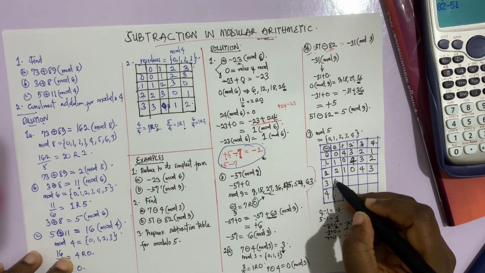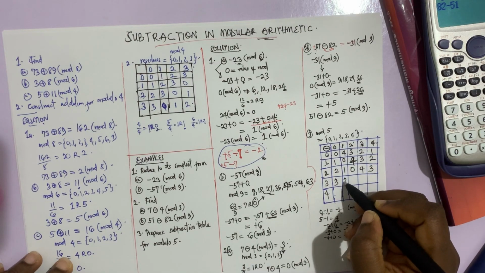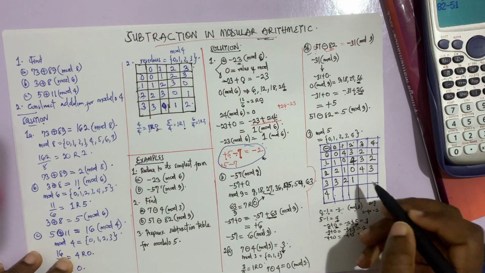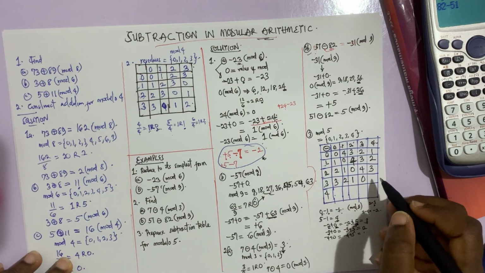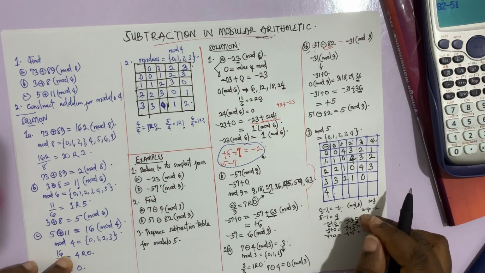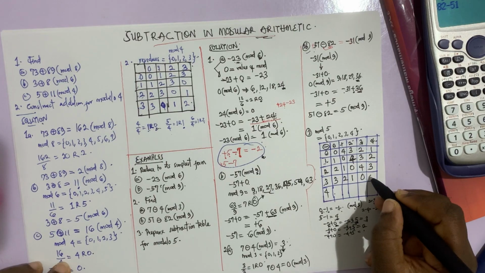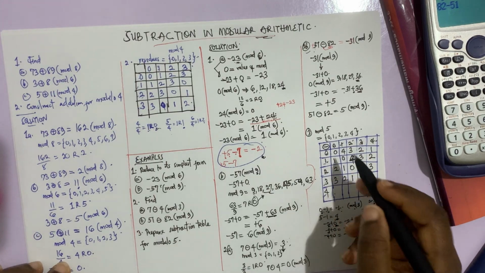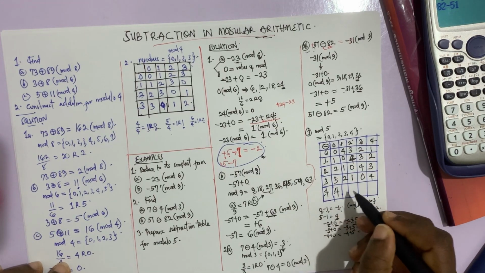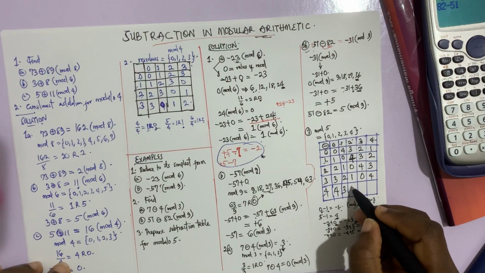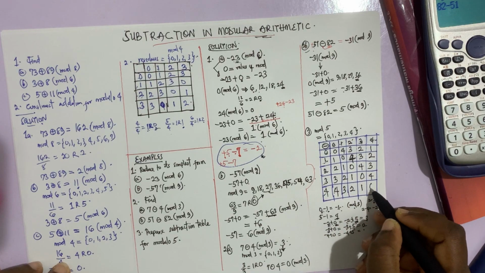3 minus 0 is 3. 3 minus 1 is 2. 3 minus 2 is 1. 3 minus 3 is 0. 3 minus 4 is minus 1. Minus 1 is plus 4 here. 4 minus 0 is 4. 4 minus 1 is 3. 4 minus 2 is 2. 4 minus 3 is 1. 4 minus 4 is 0.